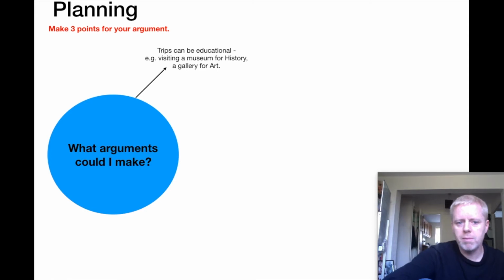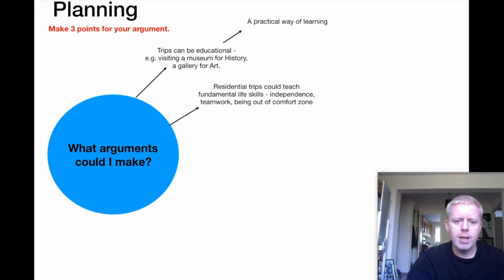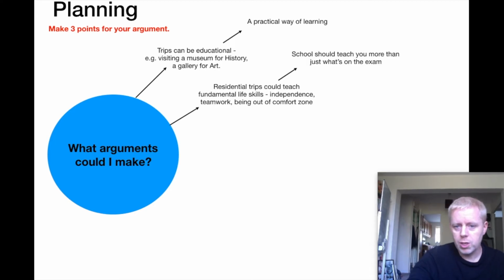Visiting a museum for history or a gallery for art, for example. So it's a practical way of learning. You're not stuck in a stuffy old classroom. Residential trips could teach fundamental life skills like independence, teamwork, being out of your comfort zone. No mum or dad to wait on you hand and foot. Maybe encourage you to think for yourself a little bit more. So school should teach you more than just what's on the exam.